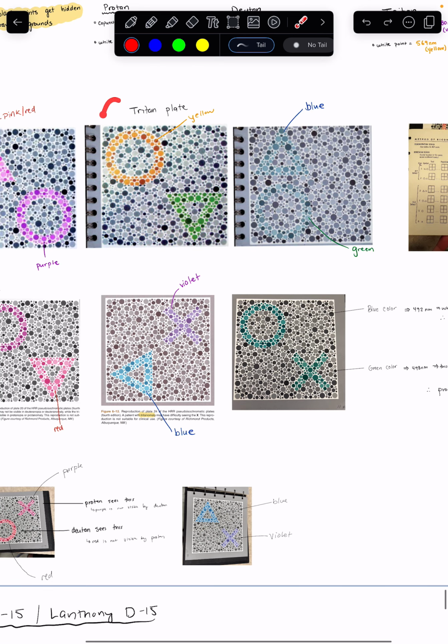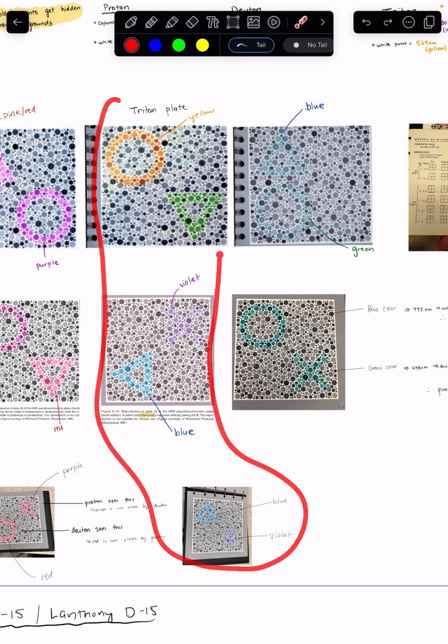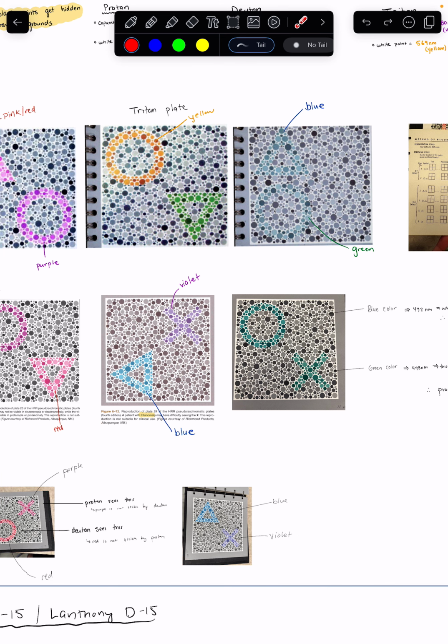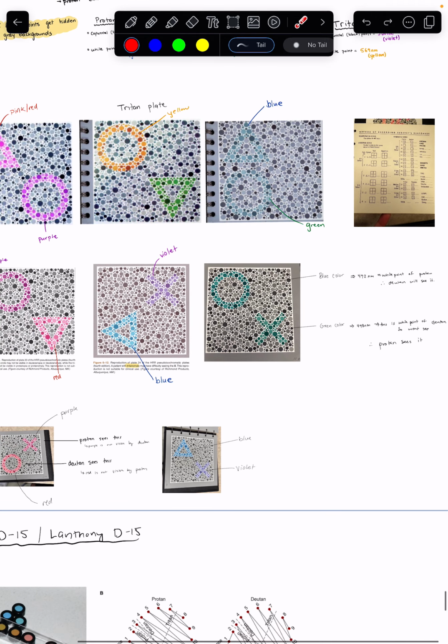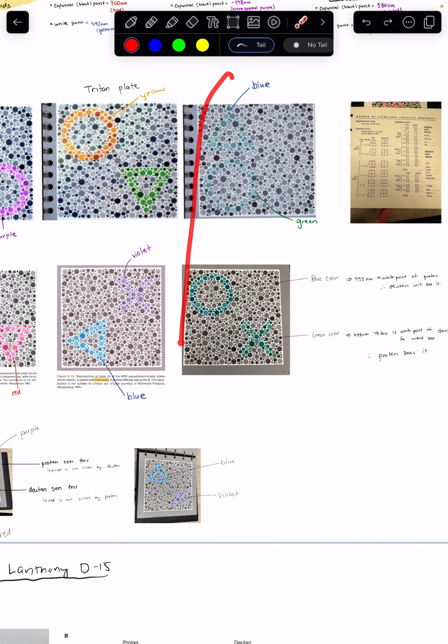These middle plates here are actually tritan plates. Remember their white point's yellow, so that should disappear. Here's another one, violet. Remember 380 is their black point, or violet. That one will disappear. So those are tritan plates. And then here's some more protan deutan plates.